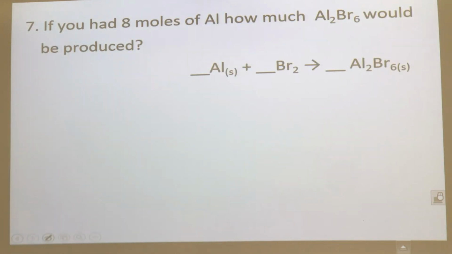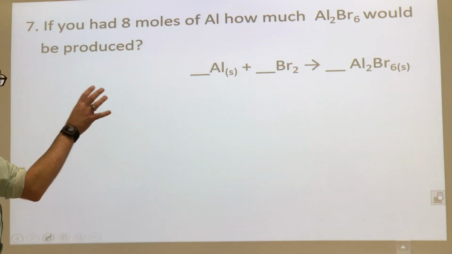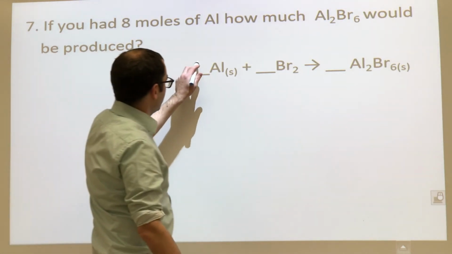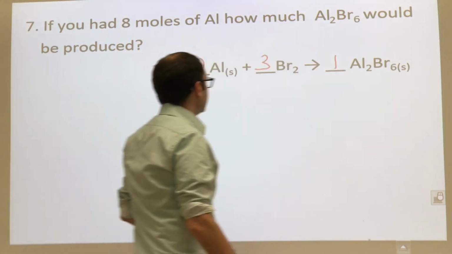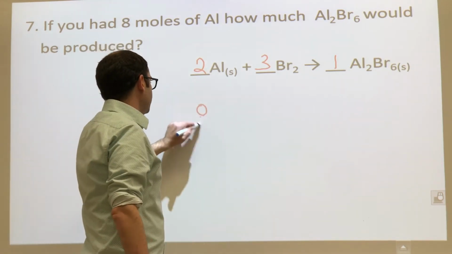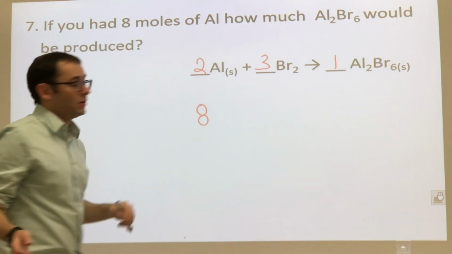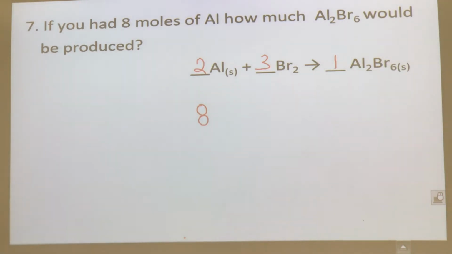Okay, so now, let's say you have 8 moles of aluminum. How much aluminum bromide would be produced? So again, remember this was a 2, this was a 3, and then this was a 1. Now we have 8 of these aluminums. All right, how much aluminum bromide could we produce?